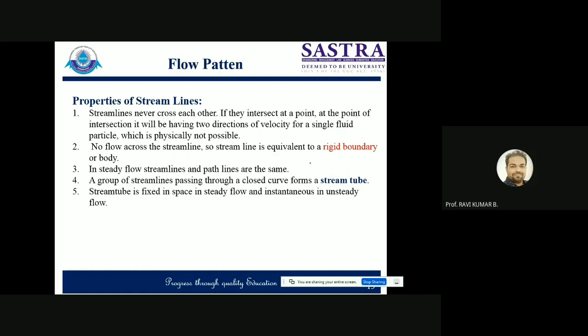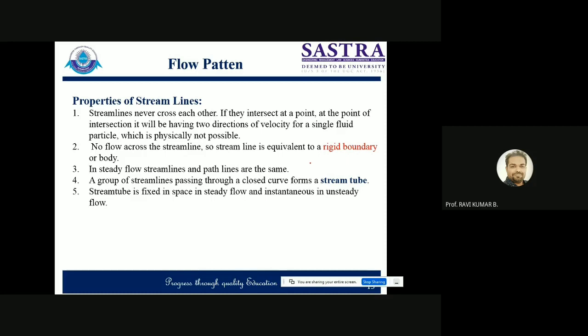Next, streamline is clear. There are properties of streamlines. The first property of streamline is that two streamlines will never intersect each other. That's the first important property. So streamlines never cross each other. If they are crossing each other, that means at a single point you will have two directions of resultant velocity for a single fluid particle, which is physically impossible. Keep in mind, if two streamlines intersect at a single point, at that point you will have two directions of the resultant velocity, which is physically not possible. So streamlines never cross each other.